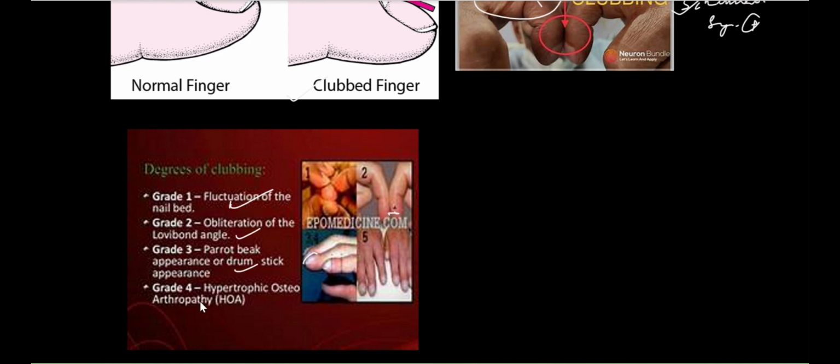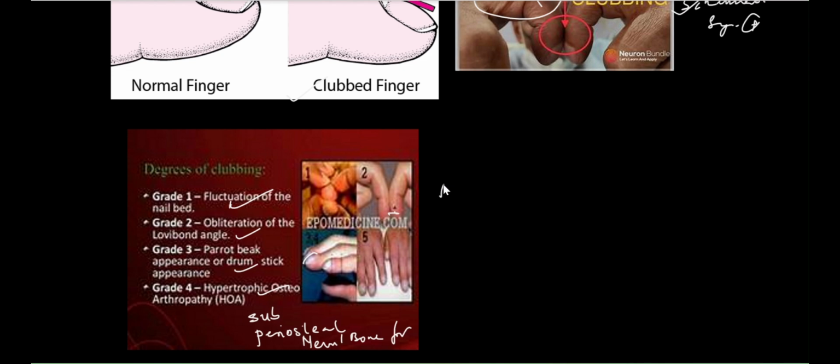What happens here is there is subperiosteal new bone formation, which makes your finger permanently enlarged. It's not soft tissue enlargement anymore, it has become subperiosteal new bone formation. So this is the highest grade of clubbing, which can happen when a very long-standing cause is present. These are the four grades. Remember that there is a slight mistake in the grading given in the textbook. So this is the corrected version: fluctuation, obliteration, appearances, and hypertrophic osteoarthropathy.